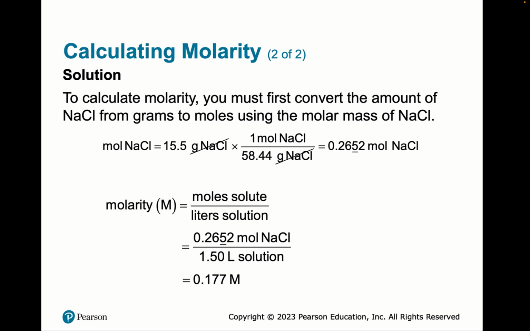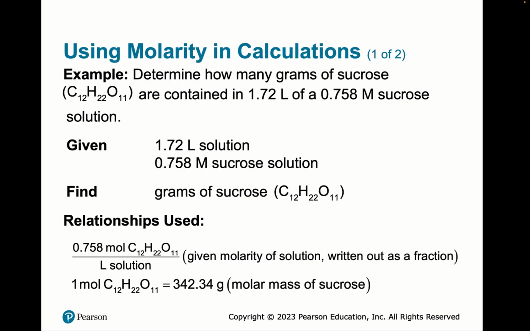So moles of sodium chloride is going to be 0.265 moles of sodium chloride divided by the 1.5 liters of solution, and we get 0.177. We get that capital M. Capital M means molar. You can also write moles per liter. So typically in chem lab, you'll have the capital M and then you say what it is, NaCl, that tells you what the concentration is.